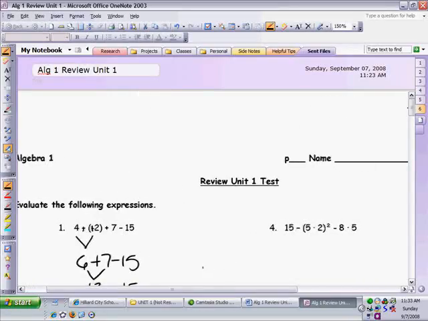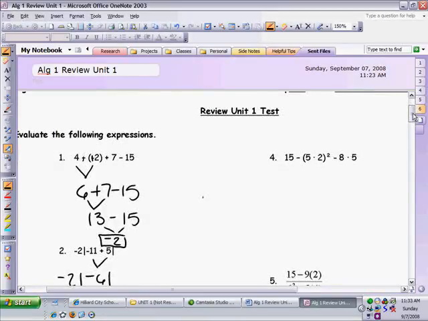Looking at the next problem, looking at number 4, this is an order of operations problem. This one's a little bit more complicated than the last couple we've looked at. First of all, do your parentheses first. 5 times 2 is 10. Bring down everything else. Next up, order of operations says we have to take care of our exponent. So 10 squared is going to be 100. And again, bring down everything else.